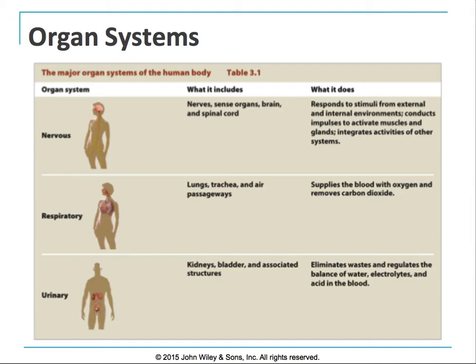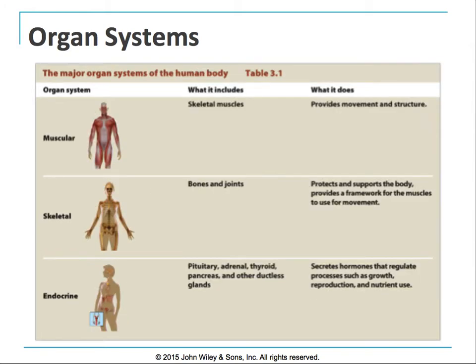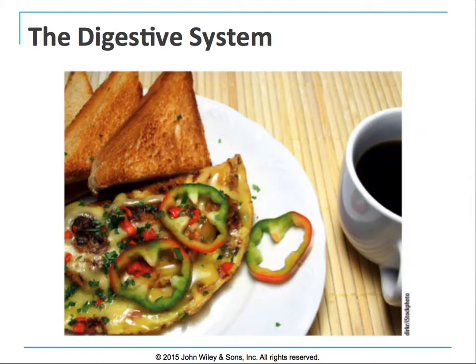We have the nervous system, the respiratory system, the urinary system, reproductive system, cardiovascular and circulatory system, lymphatic and immune system, muscular system, skeletal system, endocrine system, integumentary system, and finally the digestive system. So this is where we're going to be spending all of our time today.